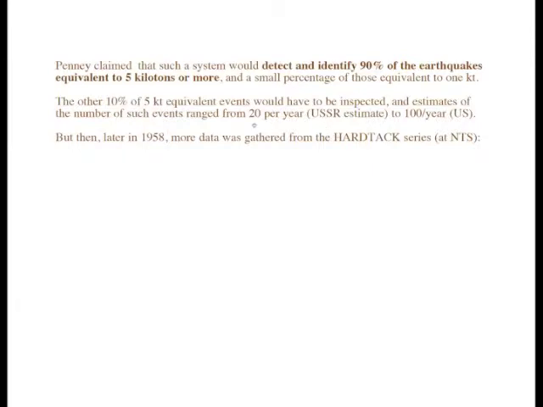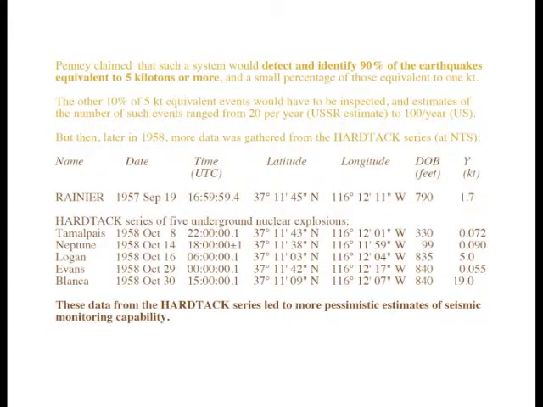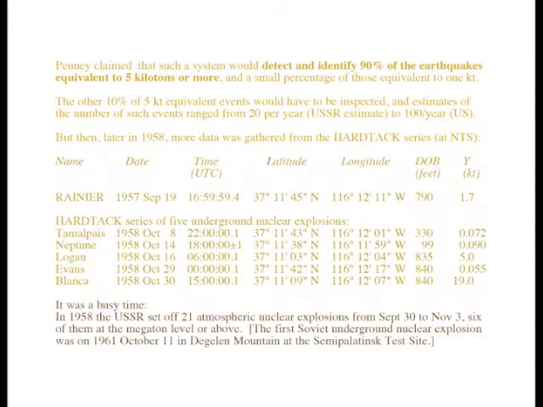But at the time, as the negotiations towards August of 1958 were concluding, this was perceived to be a manageable difficulty. However, later in 1958, the US conducted tests additional to Rainier at the Nevada test site, and the US delegation, looking at the results from these tests, reached much more pessimistic estimates of seismic monitoring capability.